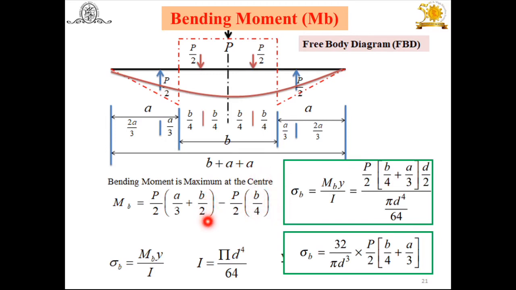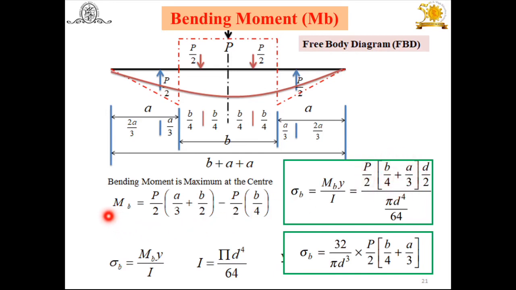And now here b by 2 minus b by 4, you can multiply it here. So 4b minus 2b upon 8. The 4b minus 2b means 2b by 8 remaining here. And again you can arrange the terms. You will get Mb is equal to P by 2 in bracket b by 4 plus a by 3.